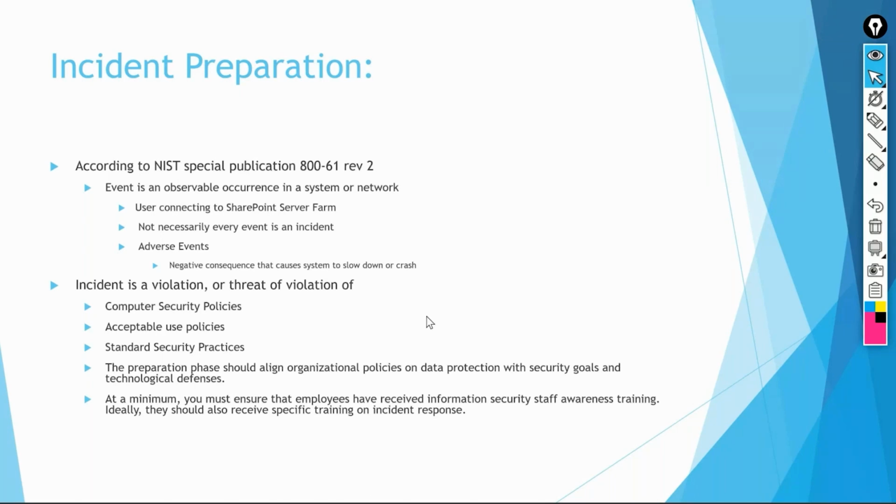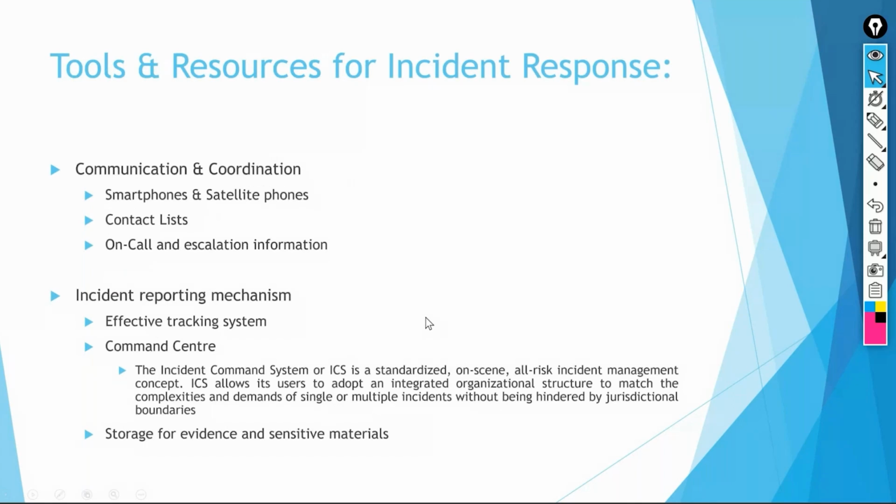So now what are the tools and resources which we have for incident response? Communication and coordination of an incident is very much necessary. One live example: let's say your organization is based in Japan, and an earthquake has completely damaged the facility. The earthquake has hit Japan, and it has completely damaged the cell phone towers, which means your smartphones are not accessible because there is no network.